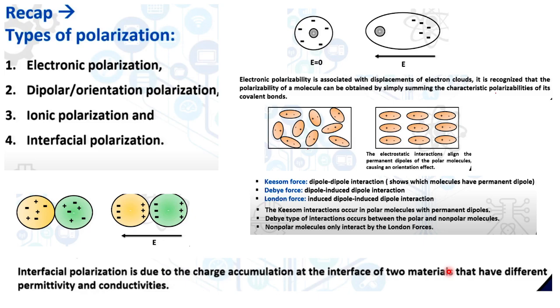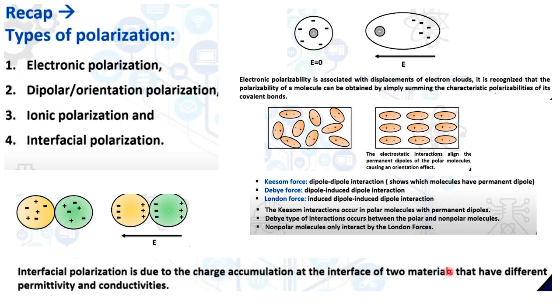Now we have actually discussed this polarization concept during the Raman spectroscopy. So there are different polarizations that take place inside a material. First is the electronic polarization. So in presence of electric field, it will create polarization, and it is associated with the displacement of the electron cloud, and the polarizability of a molecule can be obtained by simply summing the characteristic polarizability of its covalent bonds.